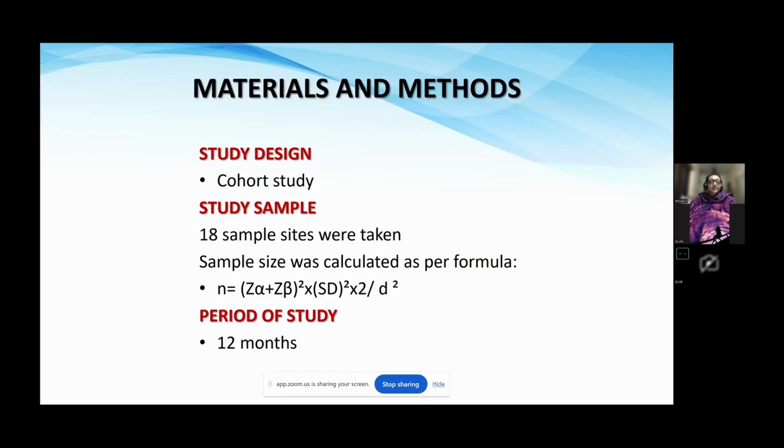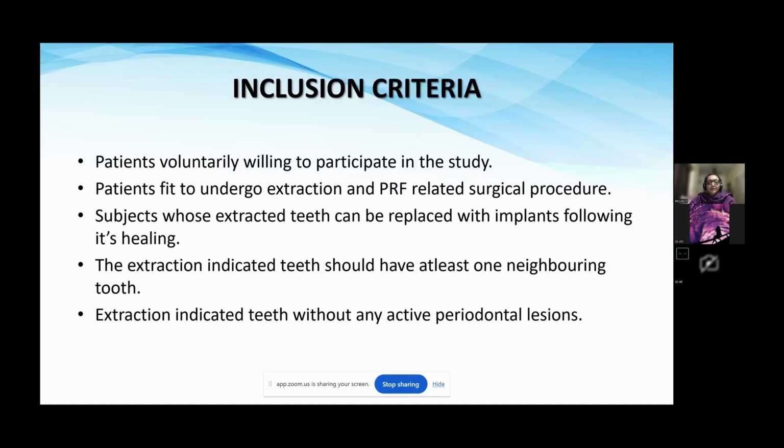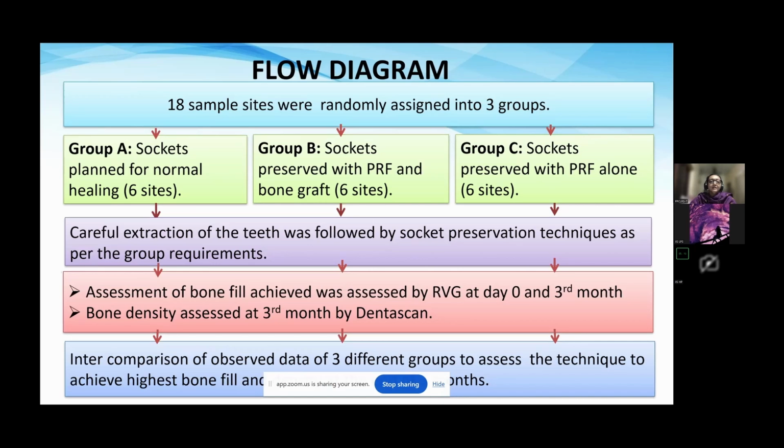The methodology was designed to be a cohort study, and the period of study was decided to be 12 months. And the sample size was calculated to be 6 in each group, a total of 18 samples. These were my inclusion criteria. And the methodology can be formulated in this flow diagram.